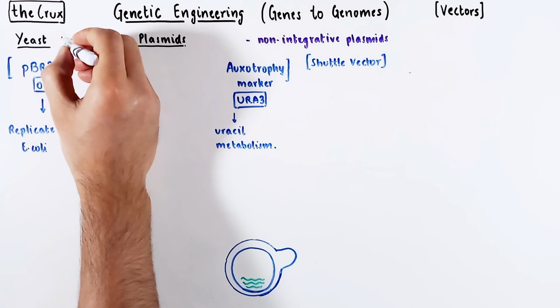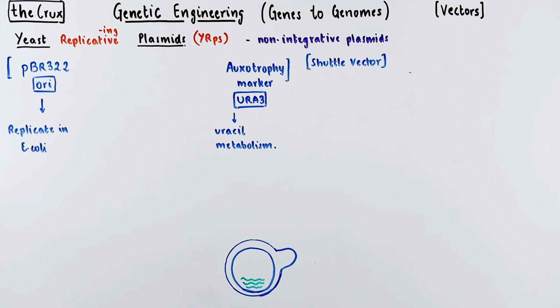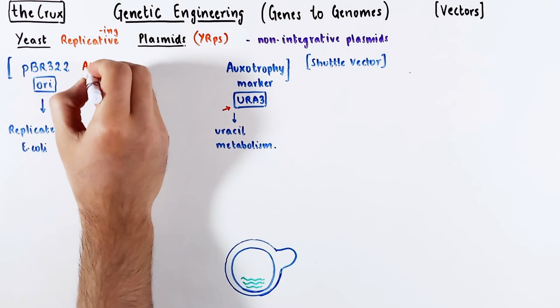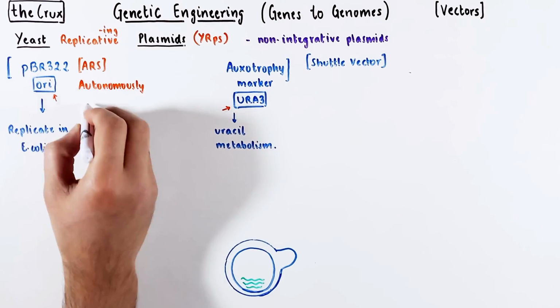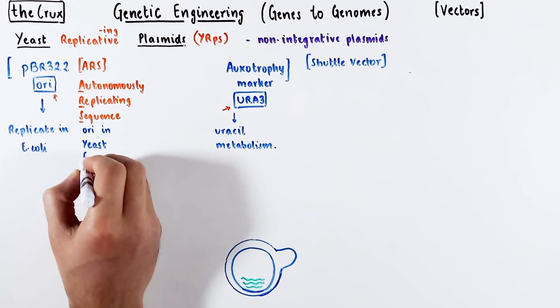The next one is yeast replicating or replicative vectors. They have the bacterial origin and marker, but instead of the 2-micron origin, they carry the yeast autonomously replicating sequence, which is the starting point of DNA replication in the yeast genome.